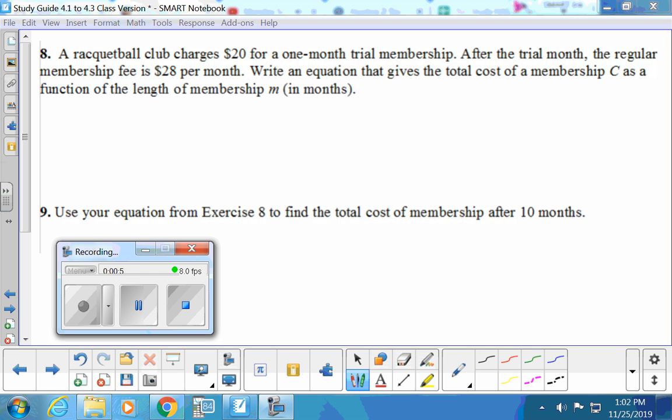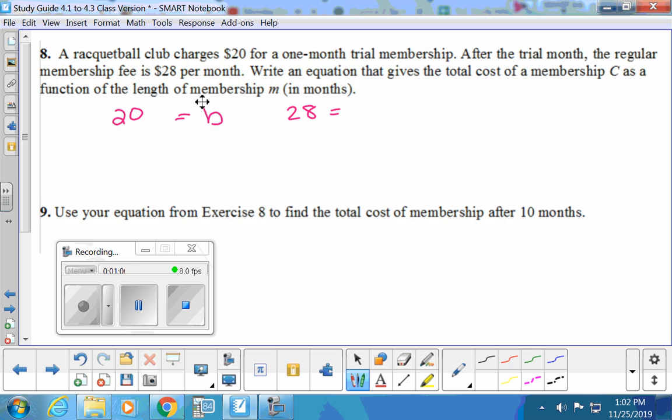All right, so a racquetball club is charging $20 for a 1-month trial membership. How can we use that number? A y-intercept, and then the 28 per month is going to be your slope. So this is not bad. You can just put it straight into slope-intercept form.